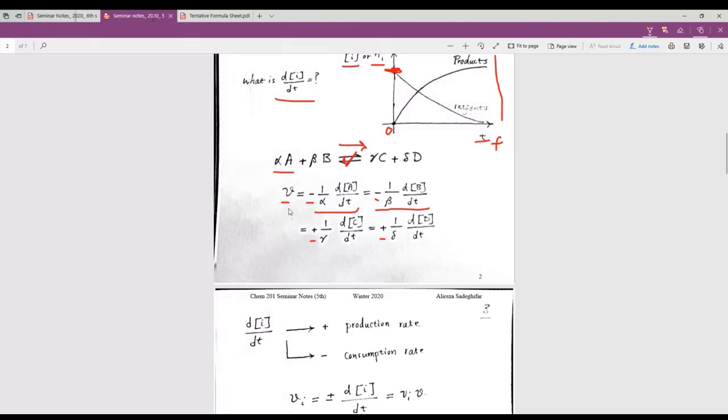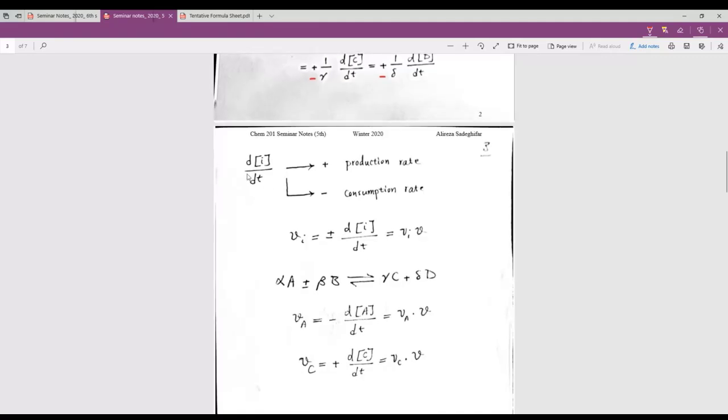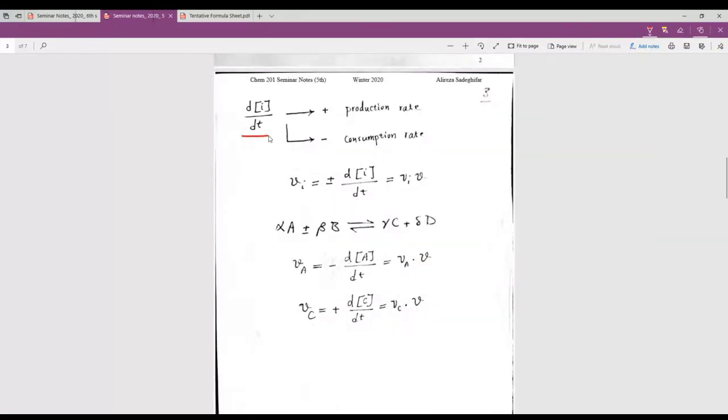Okay. Again, going back to d[I] over dt. We talked about d[I] over dt, and we said that actually it's the rate of production or rate of consumption.